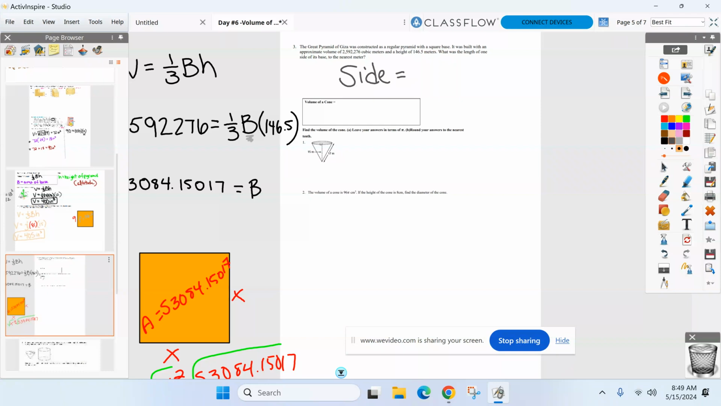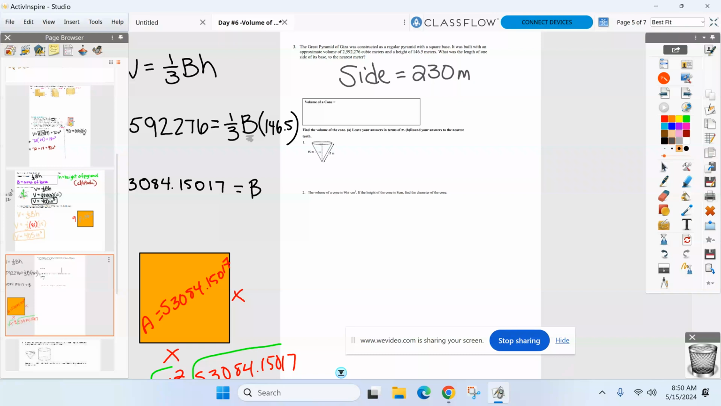And what do we round it to? Nearest meter? Everyone getting about 230 if you round it correctly? All right. What are my units? Units? Should I cube them? No, right? I didn't find volume. I'm just finding a side length. So it should just stay just meters. Good. All right. I only cube them if I find volume.